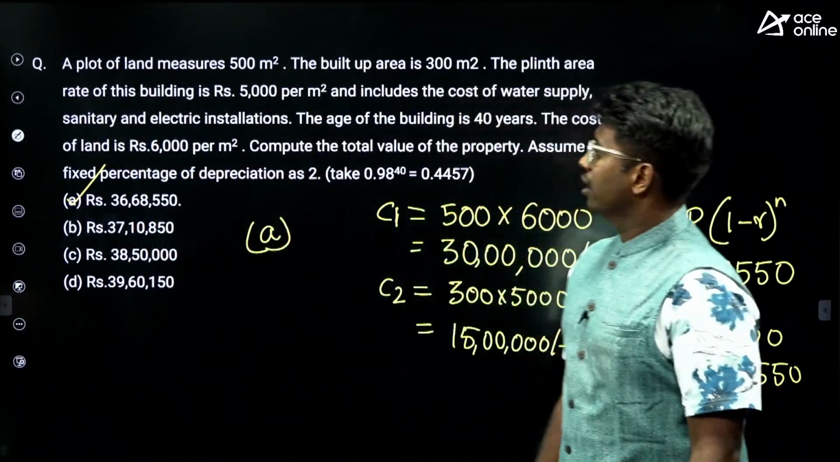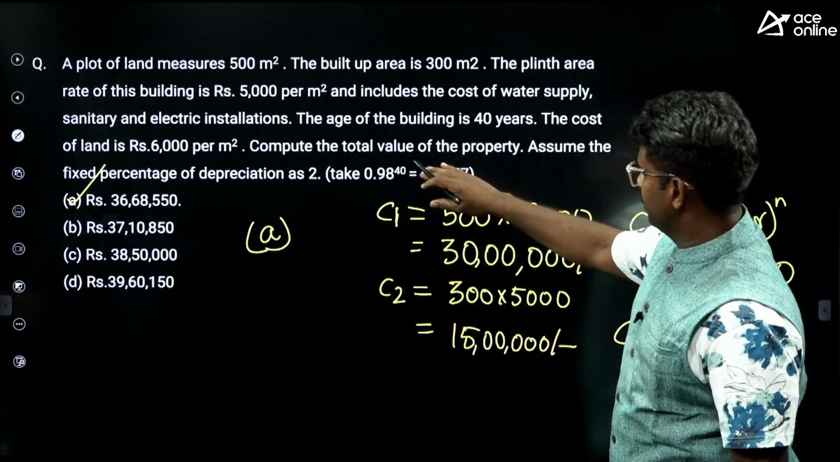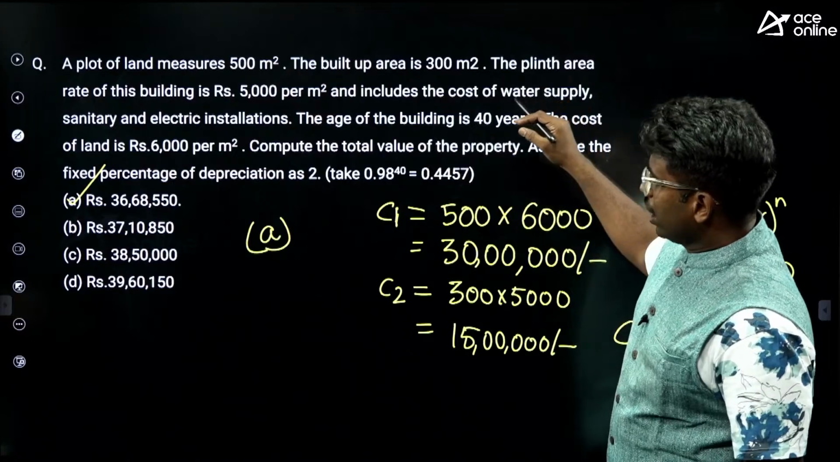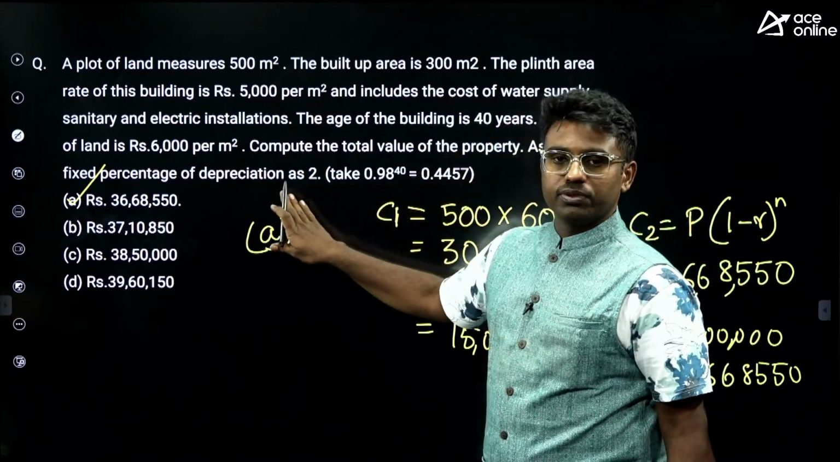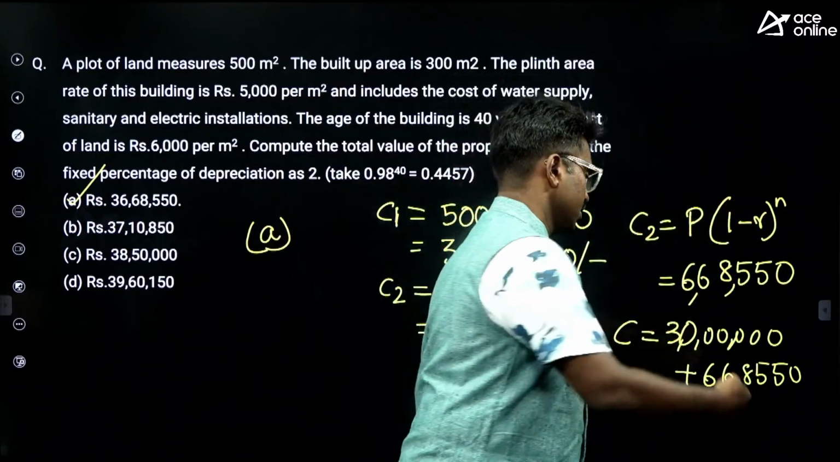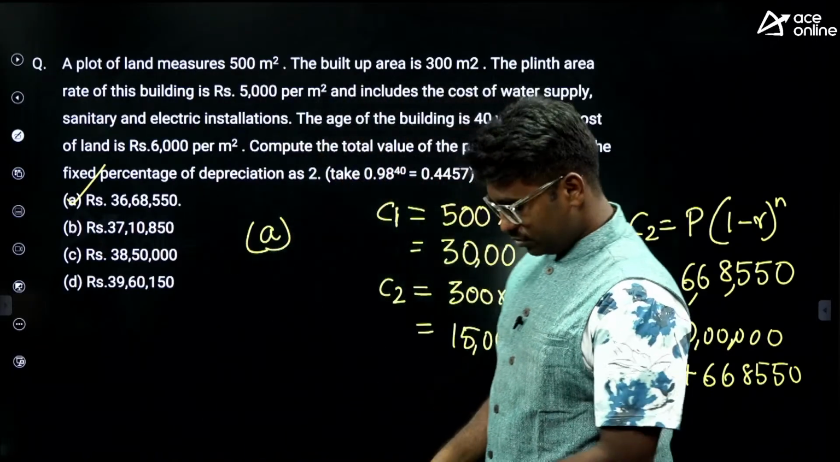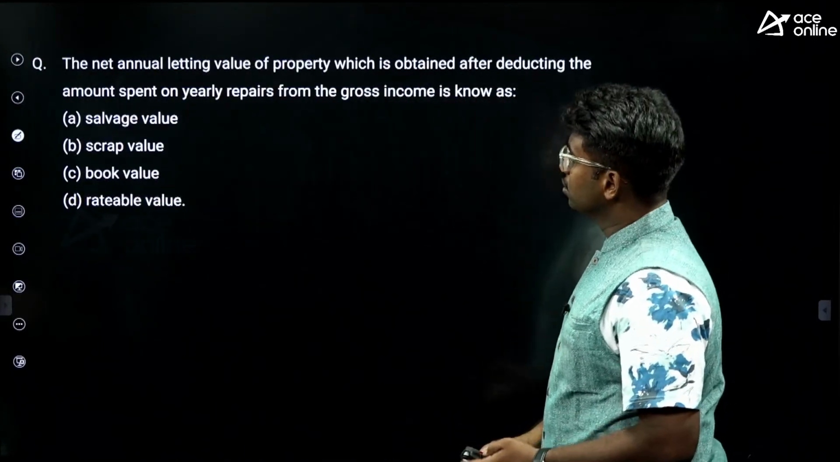Simple, nothing complicated, guys. He has given the depreciation also. Accordingly, depreciation is 2%. So accordingly, what is the present cost? That is this. We go on to the next one.